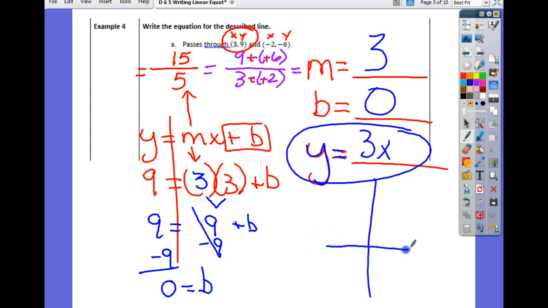Where does it go through on the graph? It goes through what on the graph? The origin, the b, right there. And it'll be like this. It'll go through the origin, something like that.